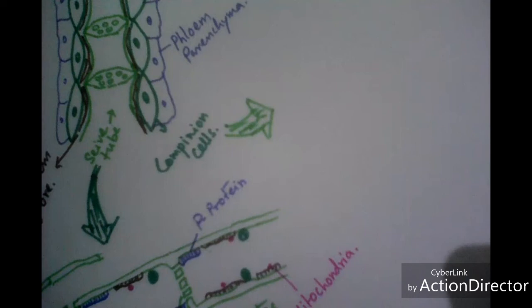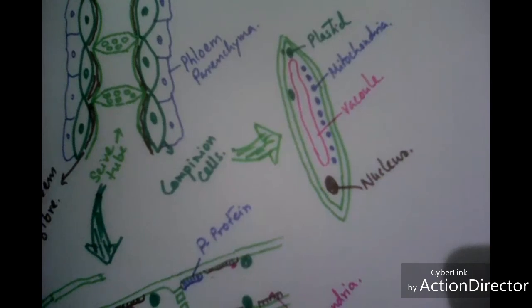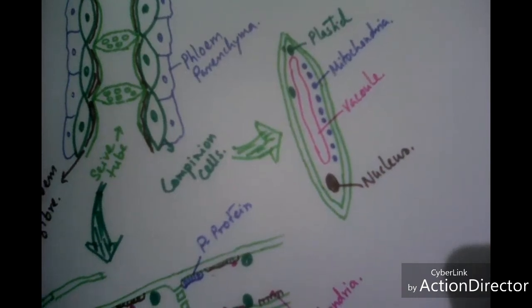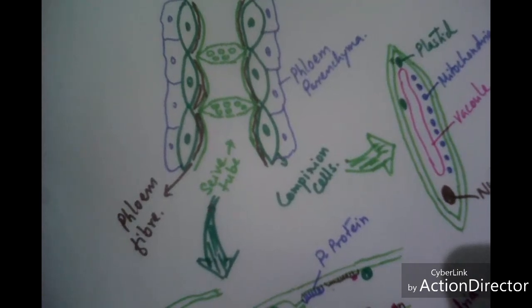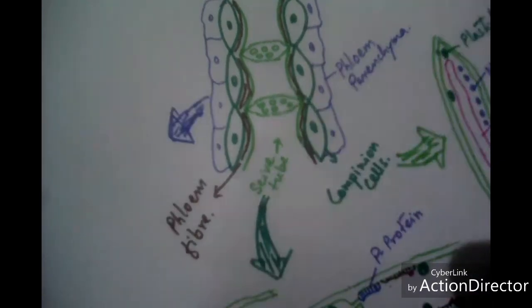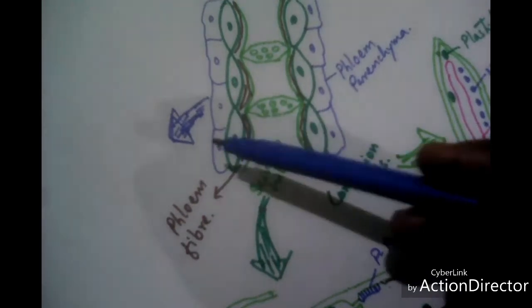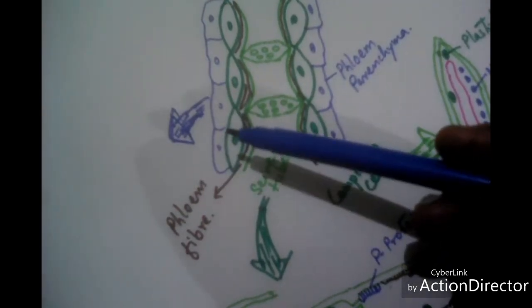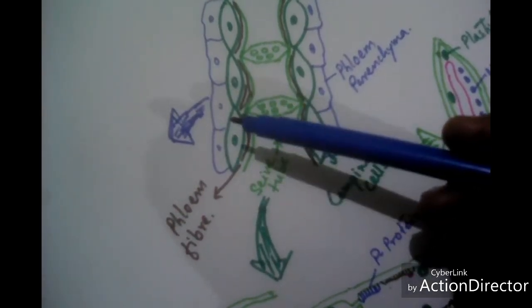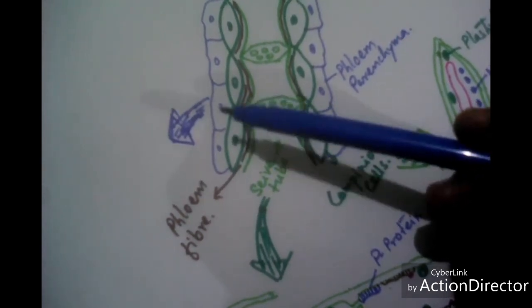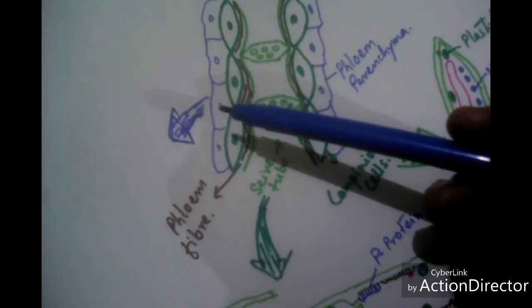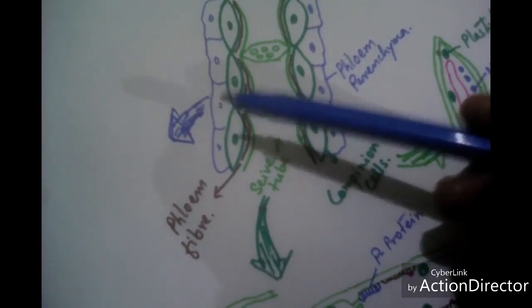Next, about phloem parenchyma. Phloem parenchyma contains a thin wall and nucleus, and all cell organelles are also present within this phloem parenchyma. And this parenchyma cell mainly helps to store starch, fat, resin, tannin, etc. in case of some plants.